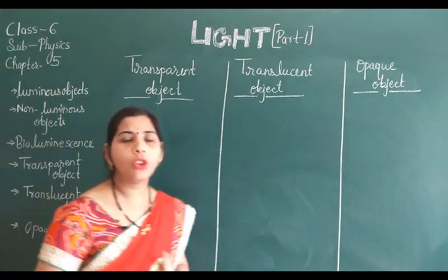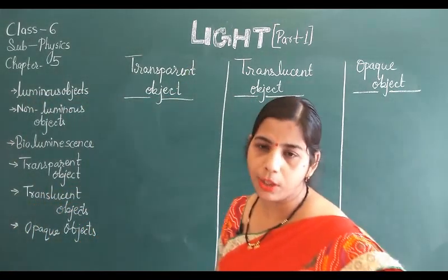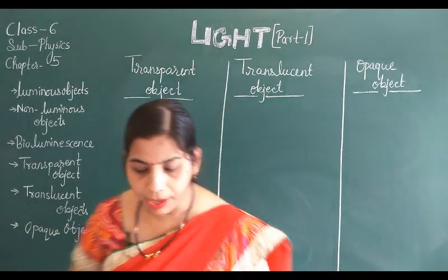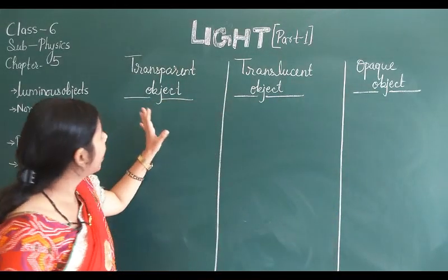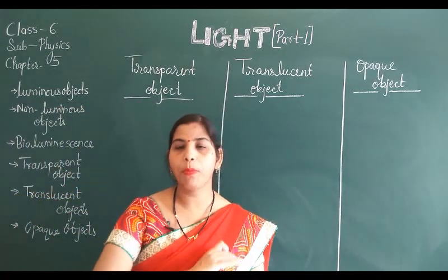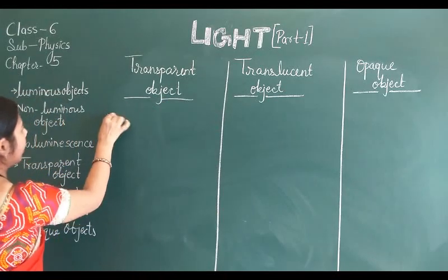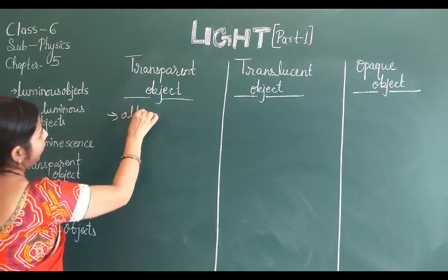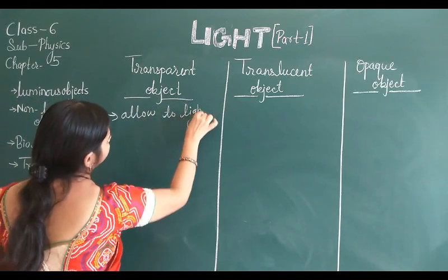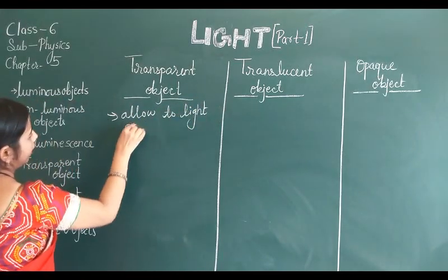So transparent objects are those objects that allow light to completely pass through them. That means transparent objects are the objects that allow light to pass through it.